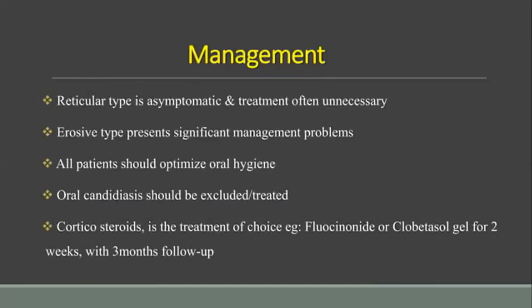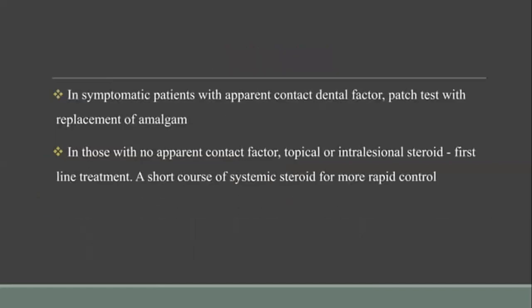The management, how we can deal with this situation. The reticular type is asymptomatic and treatment is often unnecessary. The erosive type presents significant management problems. All patients should optimize oral hygiene. Oral candidiasis should be excluded or treated. Corticosteroids are the treatment of choice, for example fluocinolone or clobetasol gel for 2 weeks with 3 months follow-up.